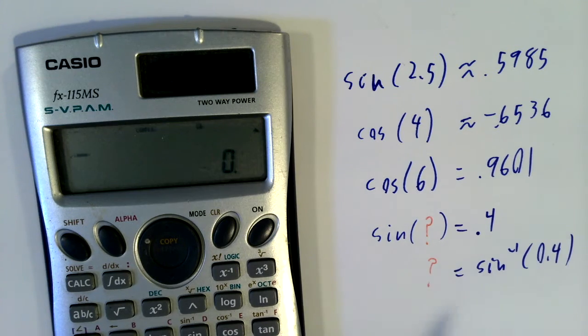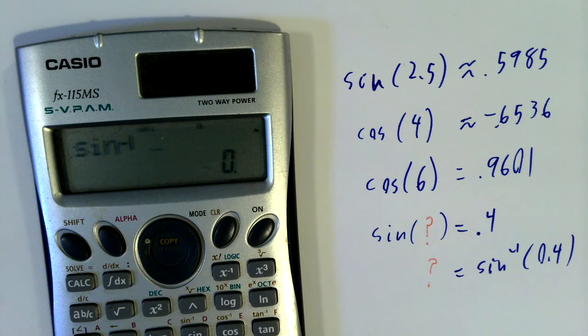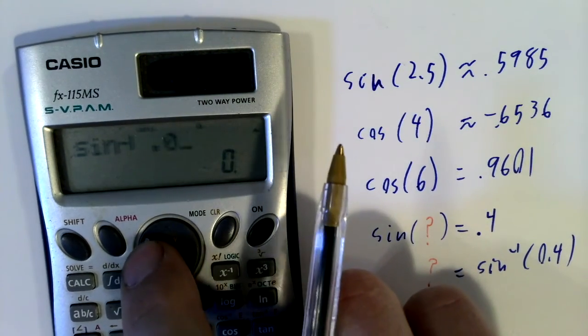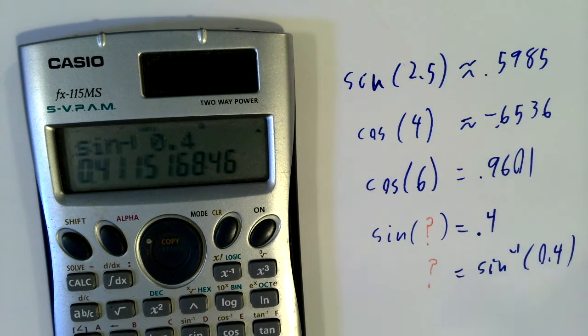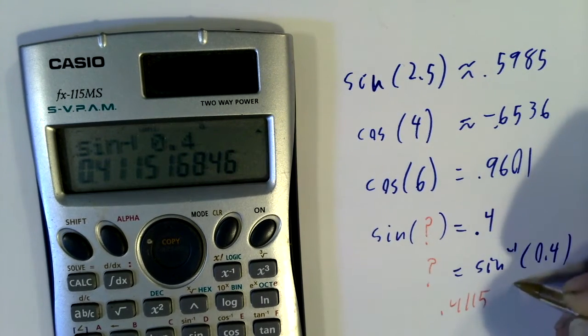But we do have a way to calculate this. It's second sine or shift sine on most calculators. That's your inverse sine function. I can put in, I put it in wrong, 0.4 as the input into that function, and the output will be in radians if I'm in radian mode. So that comes out 0.4115. That's radians.